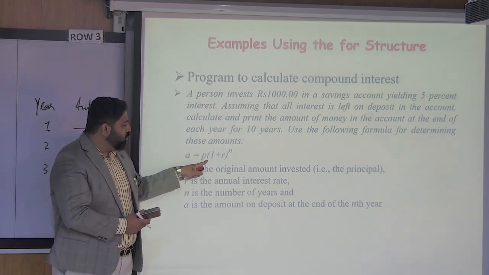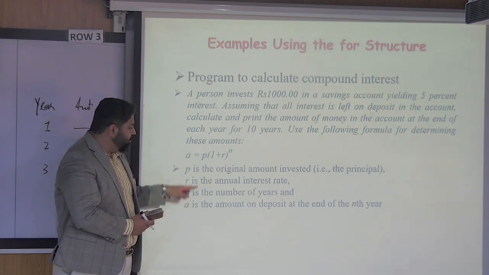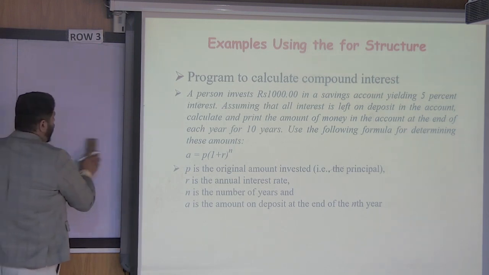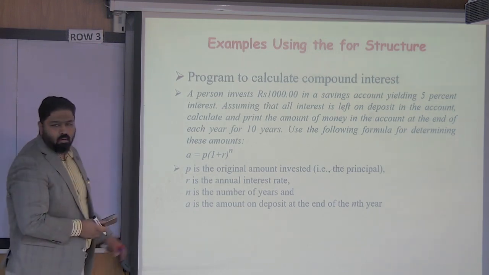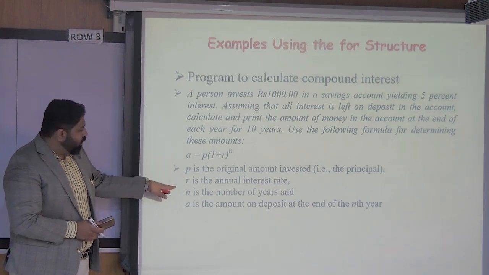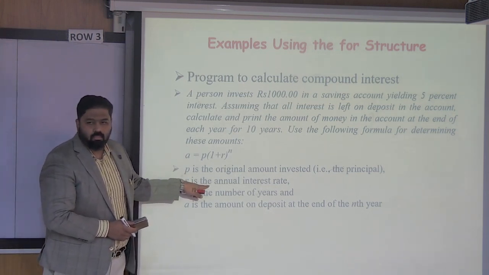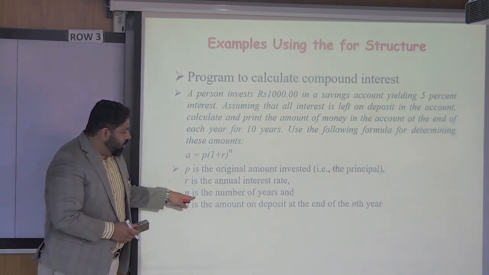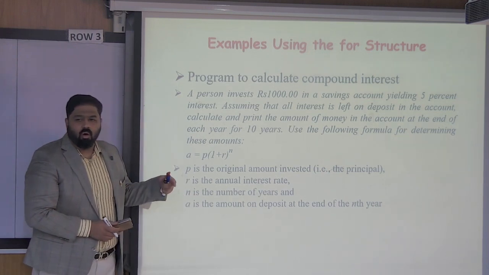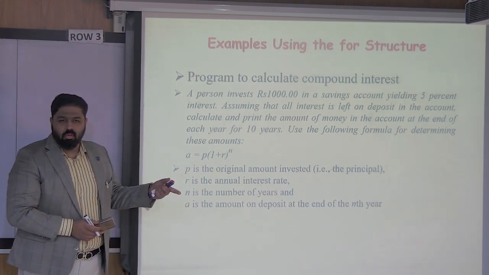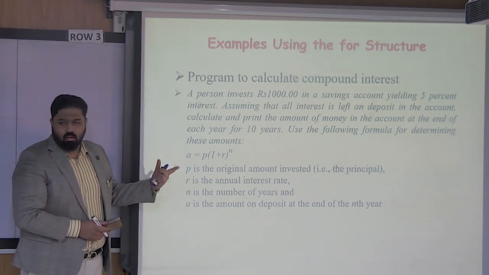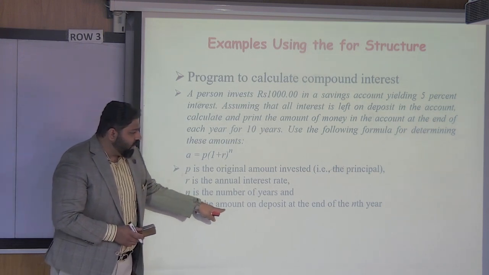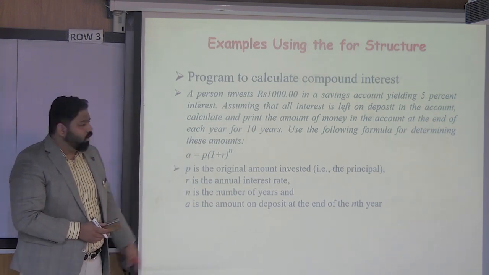A equals P into (1 plus R) raised to the power n. So what is P? P is the original amount, which is 1000. What is the value of R? 5%. If I am talking about year number 5, what should be the value of n? Nth year. And A is the amount of deposit at the end of the nth year.